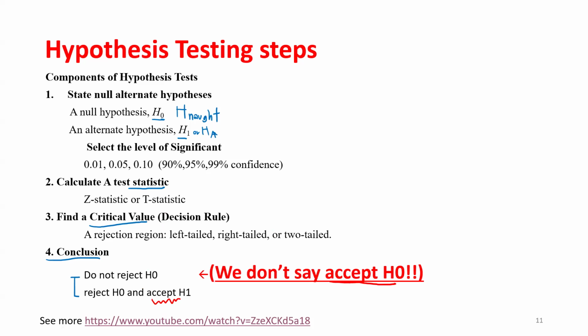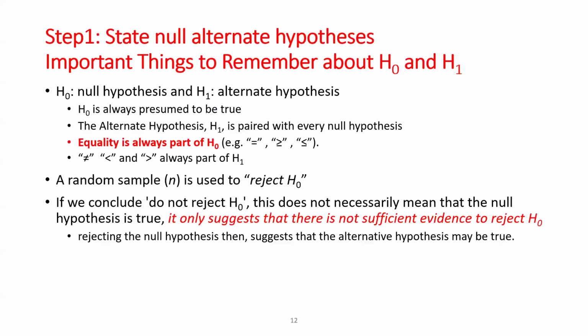Okay, so let's see step by step. Step 1, state the hypothesis. H naught is the null hypothesis, H1 the alternative hypothesis. H naught is always presumed to be true. The alternative is paired with the null hypothesis. And then the red text is the most important here. Equality is always part of H naught.